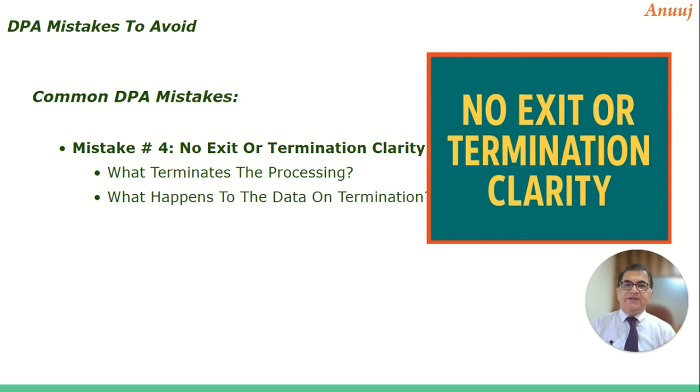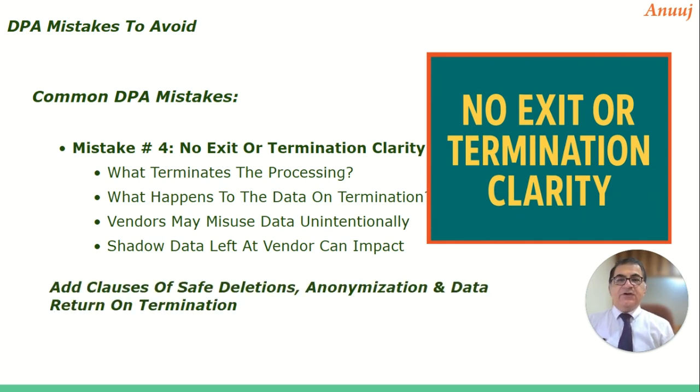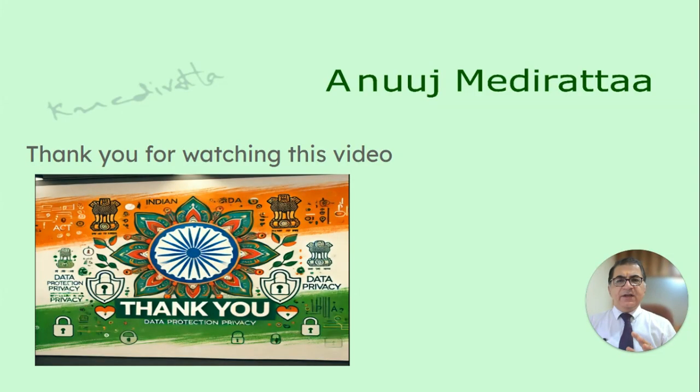But when the processing terminates, who owns the data? What happens to it? Are you saying it will stay with the vendor, the processor, or it will come back to the fiduciary? When it comes back to the fiduciary, are we sure that the processor has actually got rid of it? The processor team is not misusing the data, right? Intentionally or unintentionally. Is shadow data left there? Need to be very careful. Just ensure that you have clauses of safe deletion, anonymization, and data handling or data return on termination. Return is one thing, but if a copy is left, it could be dangerous. So these are the four common mistakes that we see while creating DPAs.